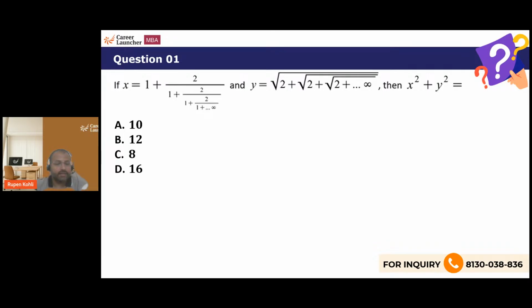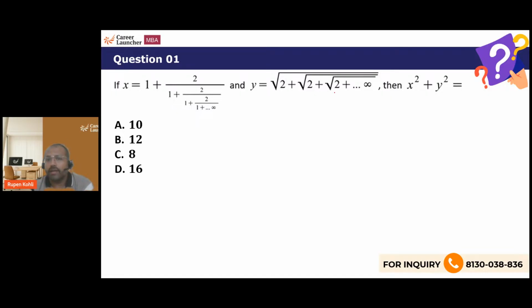All right, so let's start. How to do this question? So the logic in this question is that you see basically a recurring stream of numbers which are repeating themselves. So these kind of questions require us to identify where the repetition starts. All right. So when we look at this expression 1 plus 2 over 1 plus 2 over, so it's a repeating pattern, right? So how to solve for x?